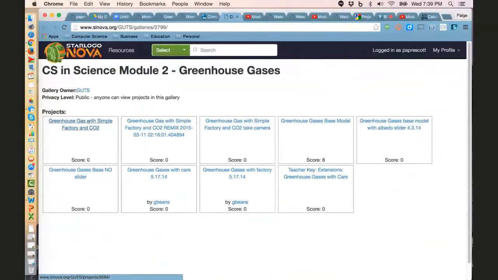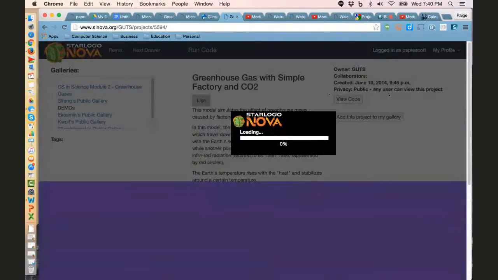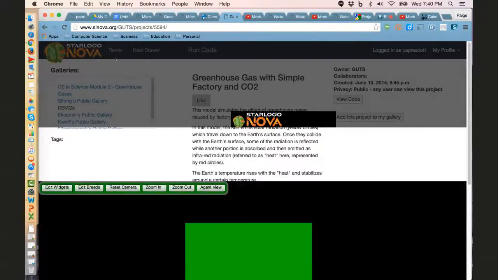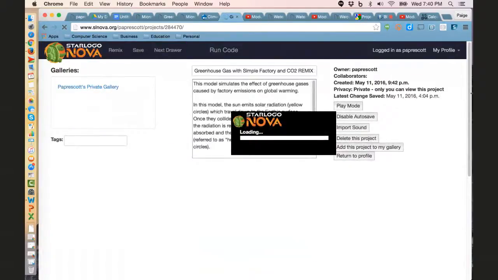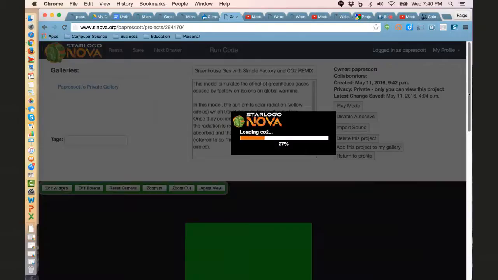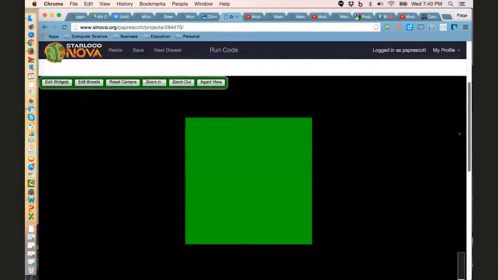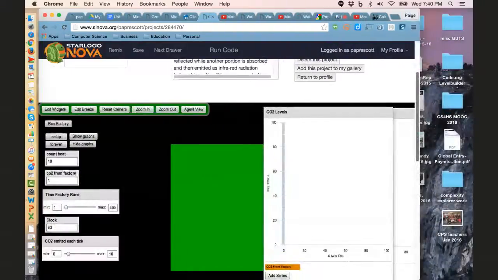So here we have a model with a simple factory and carbon dioxide. Again, this would be for you as a teacher to use and kind of get like, oh, that's how you do it, or refresh your memory. Or if a student is absent one day, you could have them just remix this one so they're not so far behind. Remember, resize if you don't see the widget.